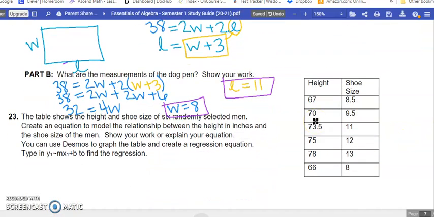All right, 23. The table shows the height and shoe size of 6 randomly selected men. Create an equation to model the relationship between the height in inches and the shoe size of the men. Show your work or explain your equation. Okay, so there's lots of different ways to do this. What I would do is choose 2 ordered pairs and find your slope, and then basically use a point and your slope to write your equation.